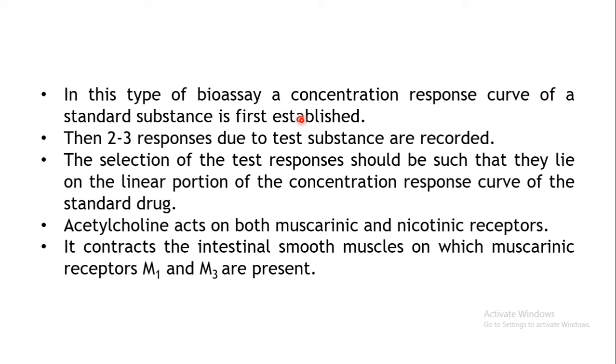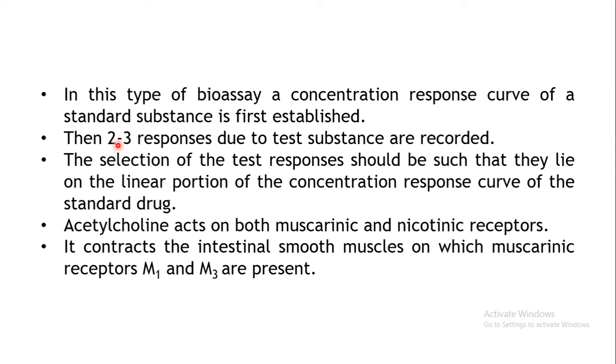In the interpolation bioassay, a concentration response curve of a standard substance is first established. As we have already seen, that's the main advantage: you check the stability or the sensitivity of your tissue. So you first carry out the concentration response curve or dose response curve of your standard. That is, you add several doses of your standard in a graded manner, in increasing proportions in geometrical progression. You go on doubling the dose and you check the heights of the responses which are obtained because of contraction of your tissue.